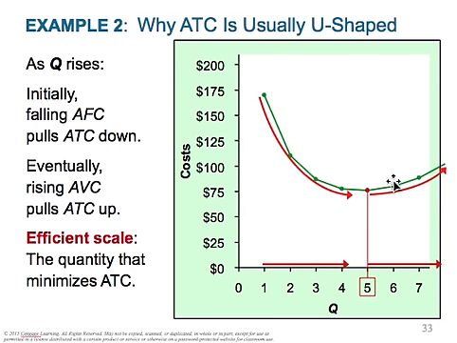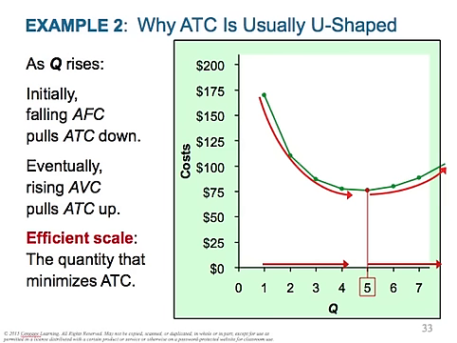So really where you want to operate as a business owner is where your costs are minimized. And if you're operating in that area right here that you see highlighted by my cursor, that is operating in the efficiency scale, the quantity that minimizes average total cost. In this example, the efficiency scale is Q equals 5, where average total cost is $76. So it's the very bottom of that U-shaped average total cost curve. So that's really where you want to be.